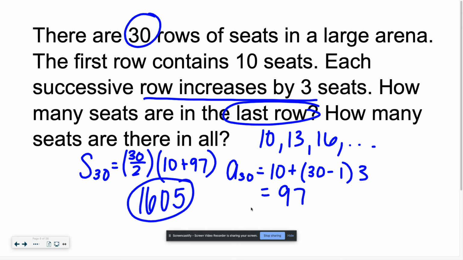So if you notice, that would have been something that would have been very tedious. If you would have looked at all 30 rows and gotten 10, 13, 16, 19, and so on, and then added them all up, that would be a little bit too much. Or starting off by going 1, 2, 3, 4, 5, and so on, all the way up to 1605. Be careful with questions like this that ask you 2 questions in the same problem.